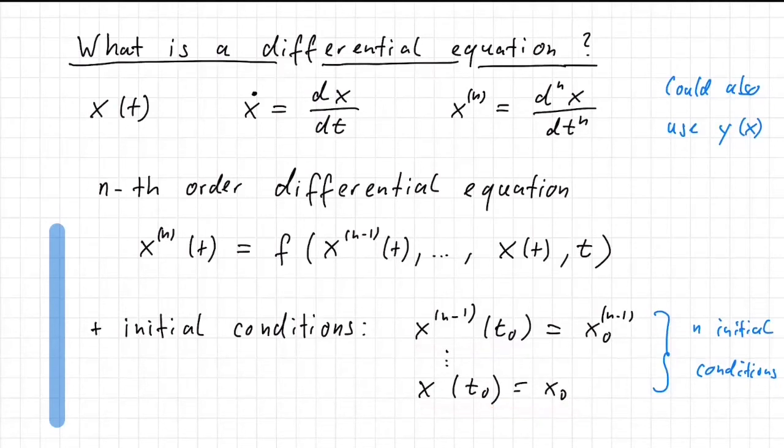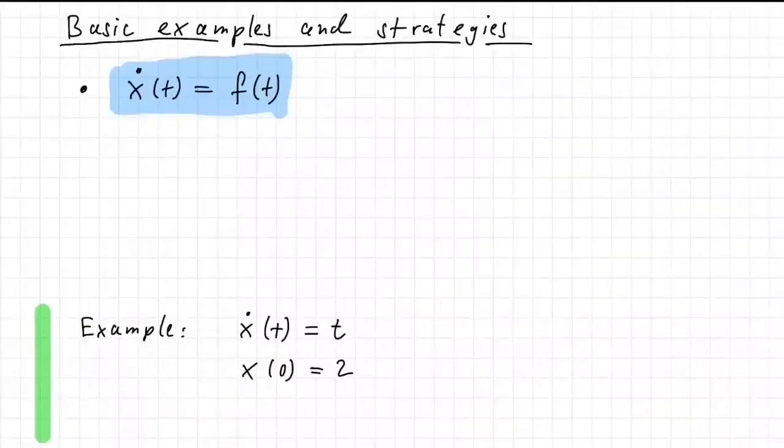Let us now be a little bit more specific and look at some examples. The first example we want to look at is a simple first order differential equation. So we only have the first order derivative in this equation. And it's a very simple equation. It says namely that x dot equals a function f of t. So the right-hand side only depends on the time t itself. It doesn't depend on the function value x, for example.